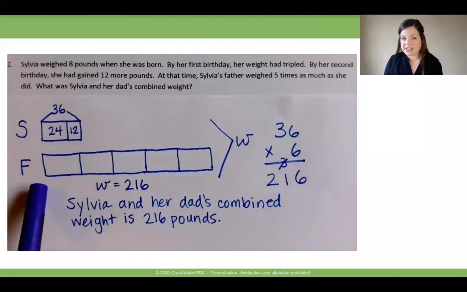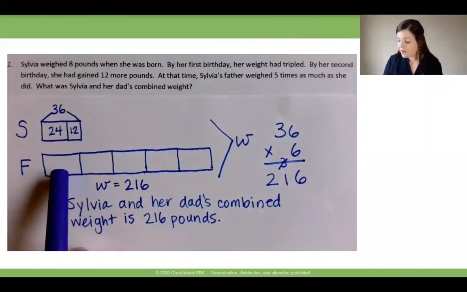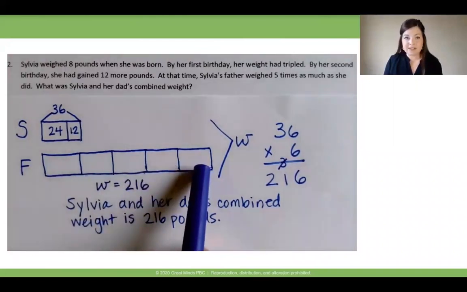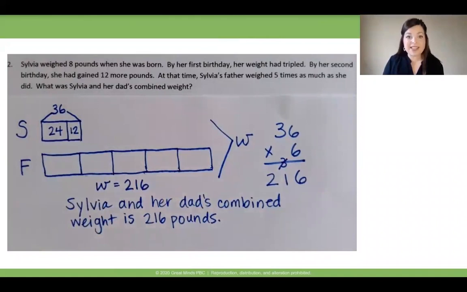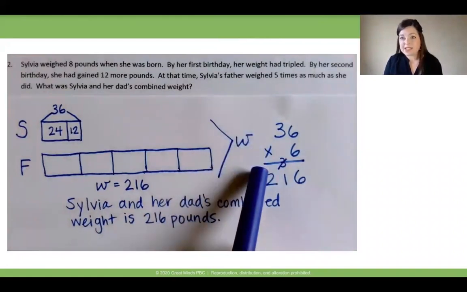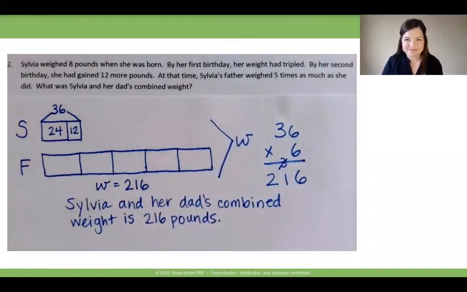In my tape diagram, I could see that Sylvia's father's weight was 5 units of 36. And then Sylvia's weight was another unit of 36. That's 6 units of 36. So I multiplied 36 times 6 using the standard algorithm. We could have also used the partial products method or an area model.